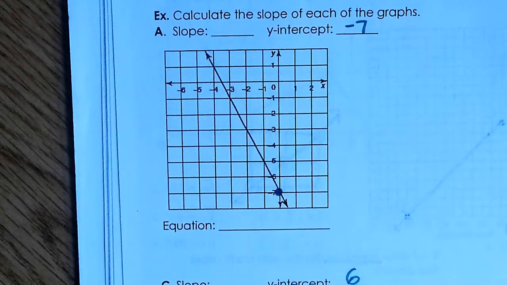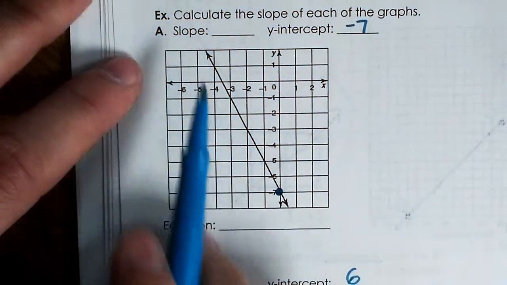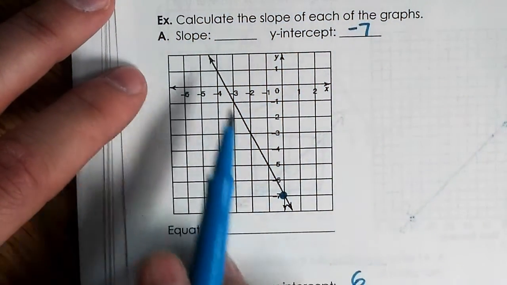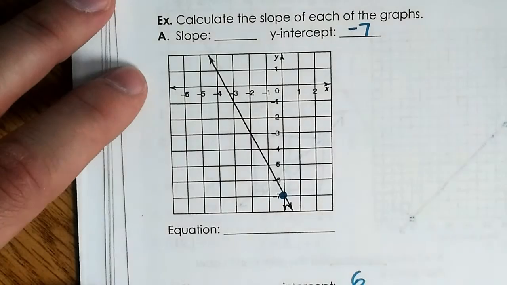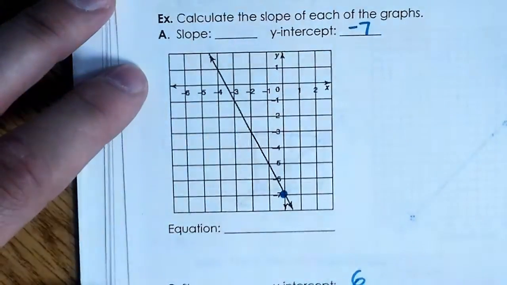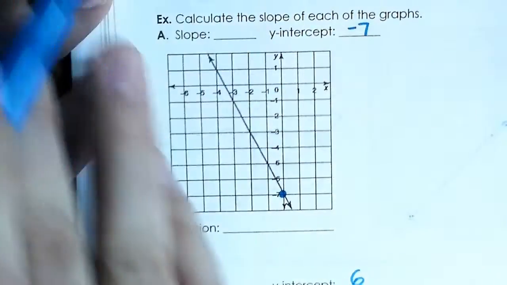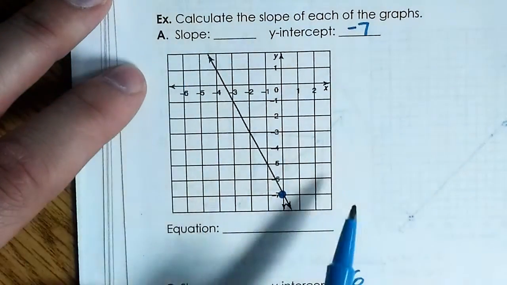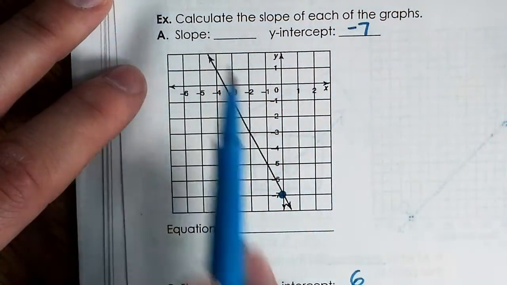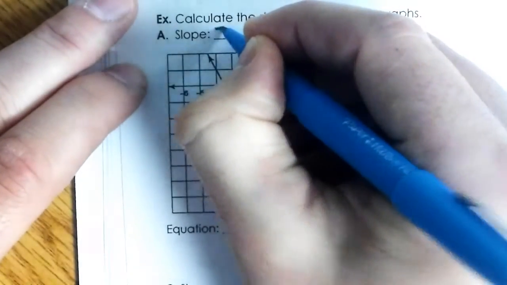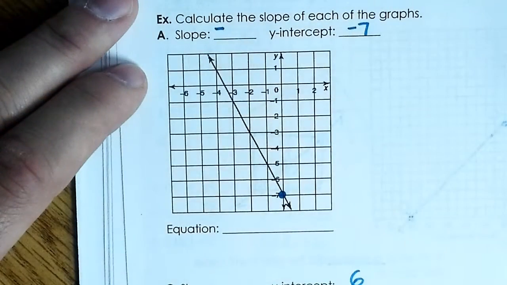Now, what I like to do first when I look at the slope is ask, is this a positive or negative slope? It's a negative slope. How do you know it's negative? Because it's going down. If you look at it from left to right, it's going down. So the slope here, let's go ahead and put a negative down because it's a negative slope.